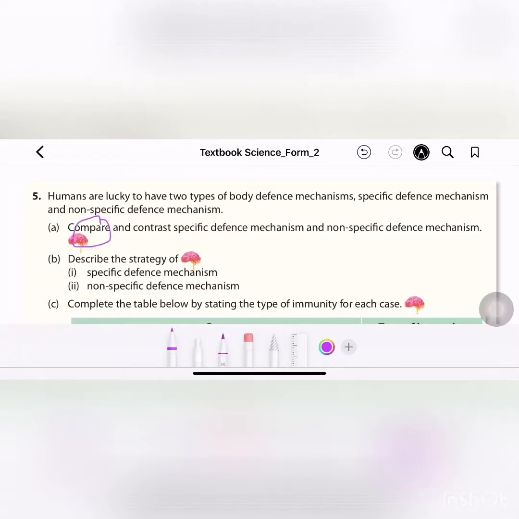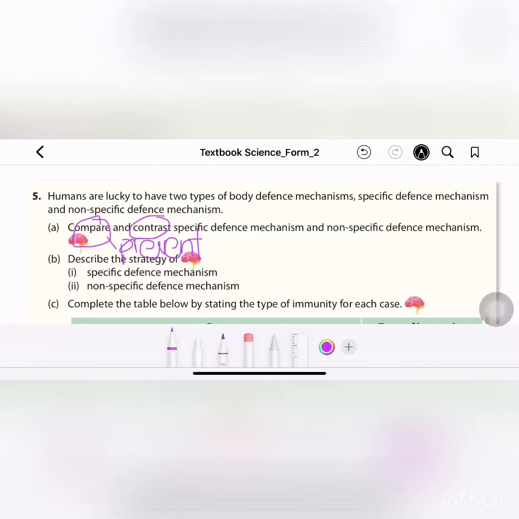Compare means the similarity. So both mechanisms function to prevent or to avoid infectious disease, or to prevent infection of diseases, to prevent your body from falling sick. Contrast means the difference. The specific defense mechanism attacks certain pathogens. Non-specific defense mechanism attacks all kinds of pathogens.